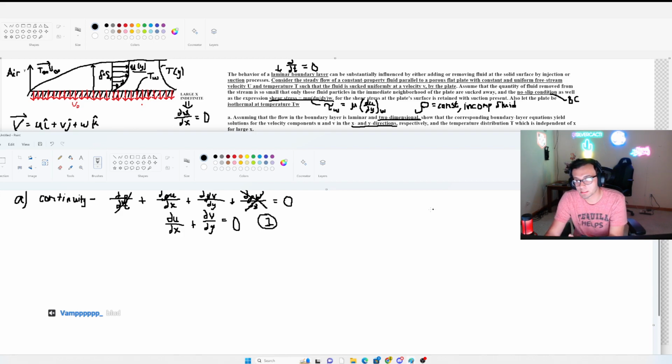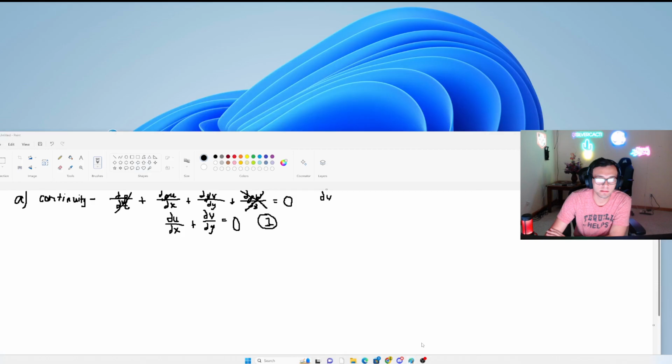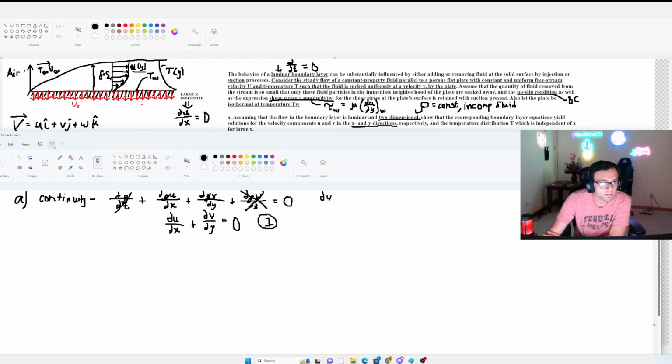Alright, let me get back to this, okay? So basically that means a partial of v over partial of y. There we go. Basically that means this little v equals v sub o, which is basically the rate at which it's suctioning out this fluid from the sponge, which is the plate in this case.